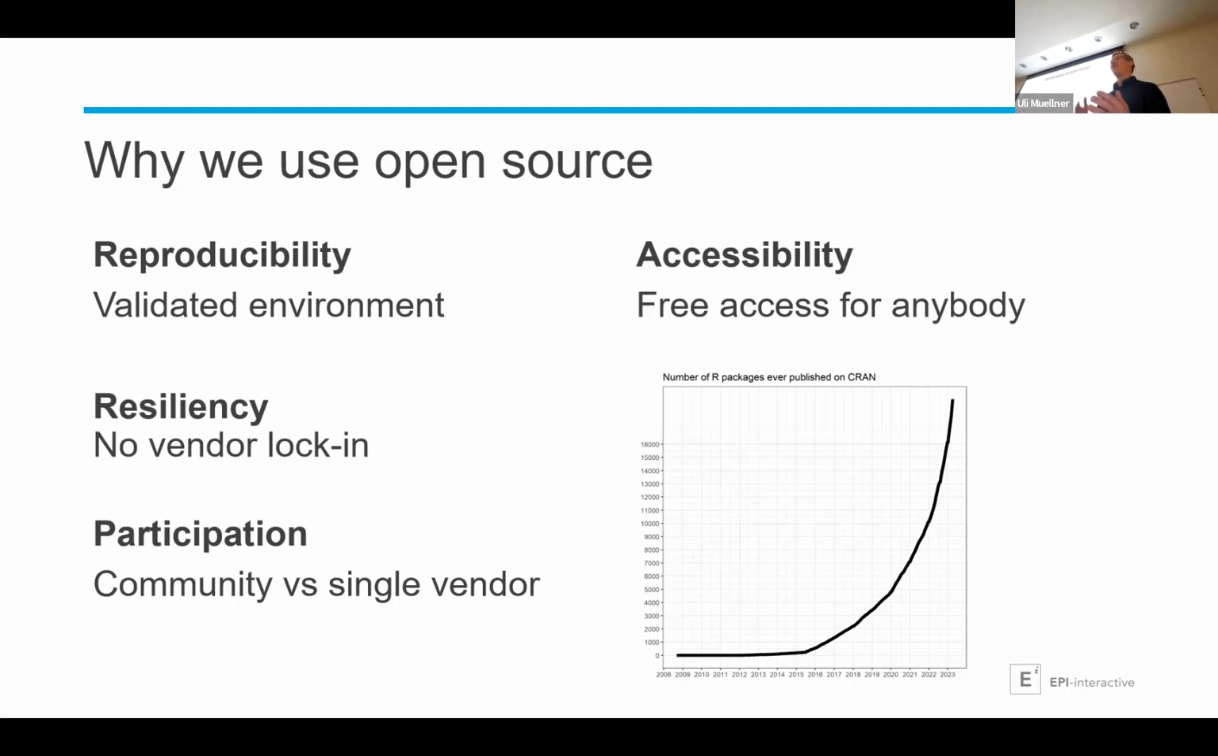Then also resiliency. If you are locked into a vendor, vendors come and go, and open source tools tend to have greater stability. And a big one is participation. So it's a community approach versus a single vendor approach. In the space of R, I think we're currently passing, or pretty close to, 20,000 R packages on CRAN. So CRAN is the biggest R package source out there.